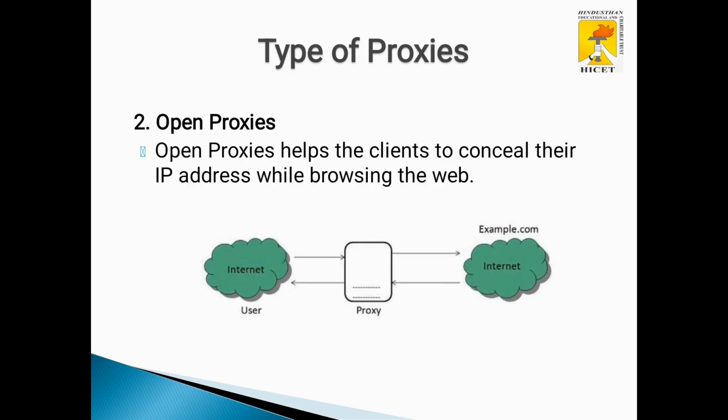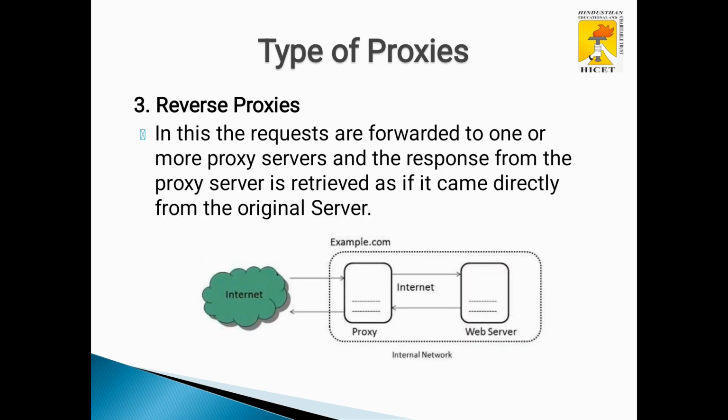Next, open proxy. It hides the client IP address but may disclose that a proxy is being used. It provides a certain level of anonymity to the user. It helps the clients to conceal their IP address while browsing the website. So next, reverse proxy. It sits in front of the web server and forwards the client requests to the appropriate backend server. So it balances the load among the multiple servers and caches content to improve performance.